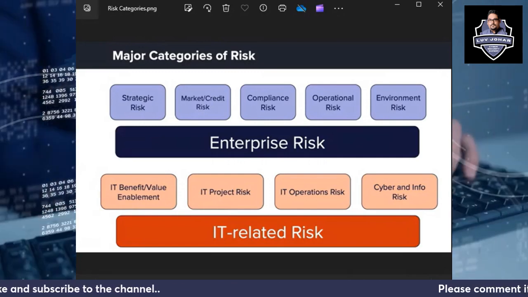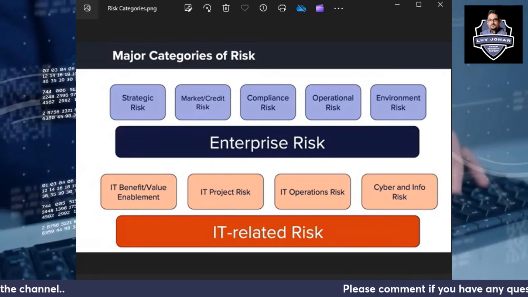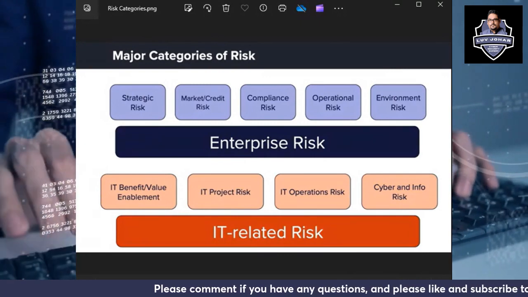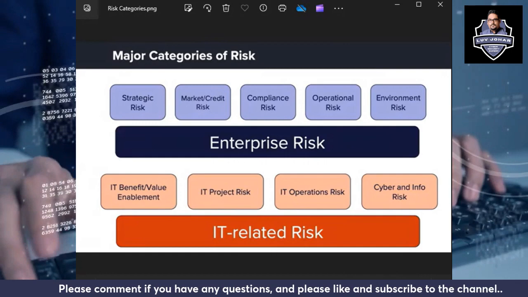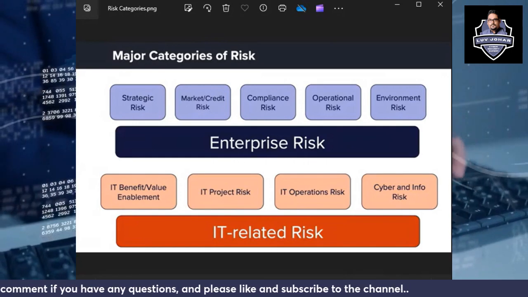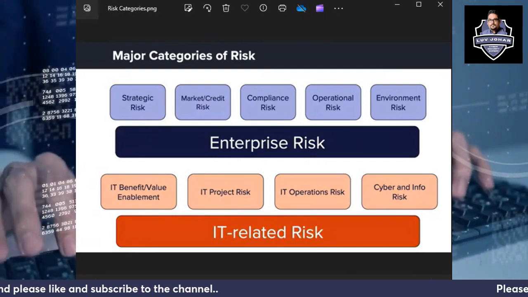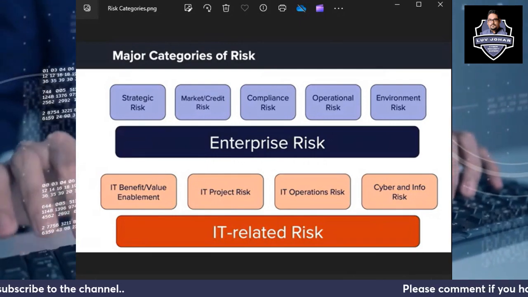Very important video. Difference between enterprise risk and IT related risk. Anybody can ask you in the interview. A very important video to understand and learn what is the difference, what are the major categories of risks, what is enterprise risk, what is IT related risk, and how to differentiate between them. What are the major categories we will understand with examples.